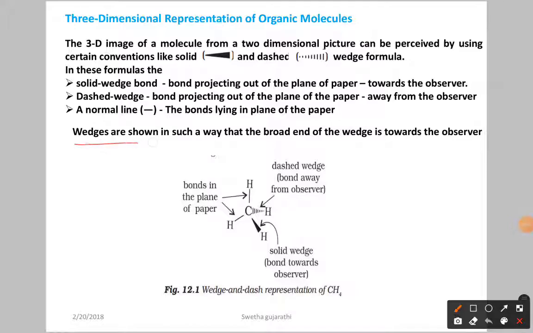Wedges are shown in such a way that the broad end of the wedge is towards the observer. So here you can see, this is very close to the eye. This is the broad end towards the eyes. Here also, this one has its broad end towards the eyes. So we are showing it like this. The broad end of the wedge is towards the observer, means it is very close to the eyes.